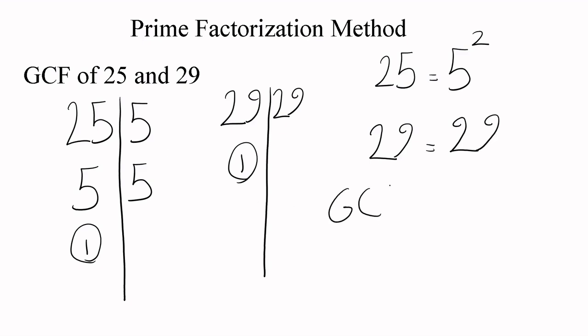Okay, let's calculate GCF. Can you see anything? Any factor which is common between them? No, here I have 29, but here I have 5. So I cannot see any prime common factor. So what is the GCF? In this case, I told you, GCF is 1.